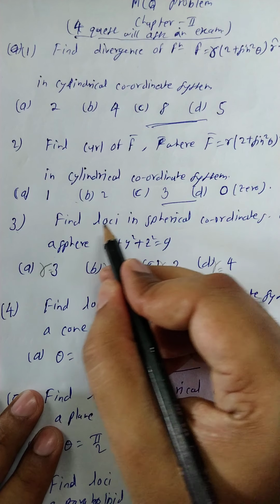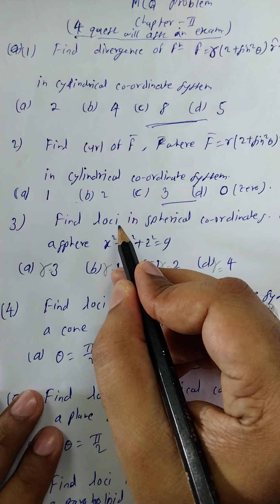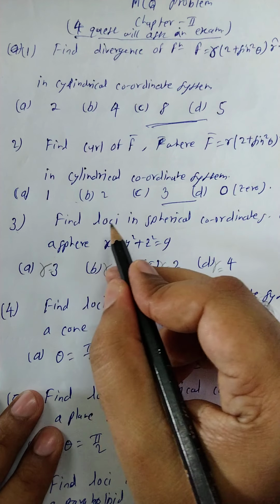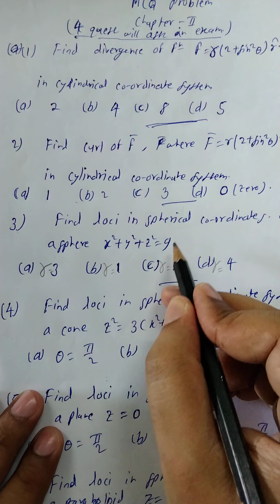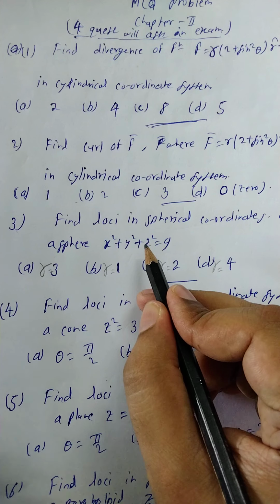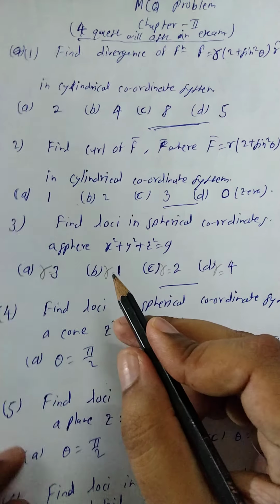But what is the meaning of loci? Loci is nothing but a short form of locus. Locus means position. When a particular condition is satisfied by a particular set of points, that set of points is nothing but a locus or loci. Let's solve this problem, problem number 3.